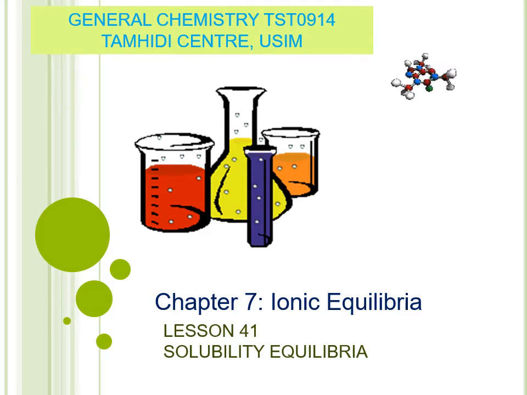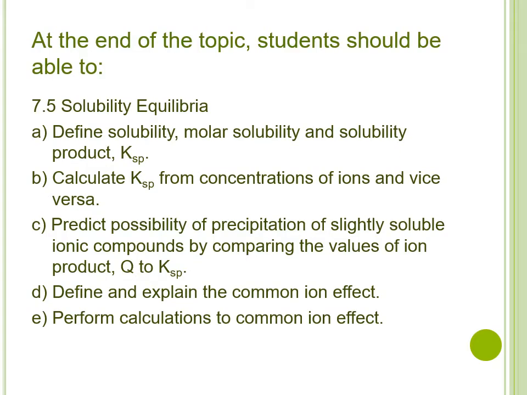We have come to the final lesson of semester 1, chapter 7, Ionic Equilibria, lesson 41, Solubility Equilibria. Today we are going to define solubility, molar solubility, and solubility product Ksp, and then calculate Ksp from concentrations of ion and vice versa. Then we have to predict whether precipitation occurs or not by comparing the values of the ion product Qsp.